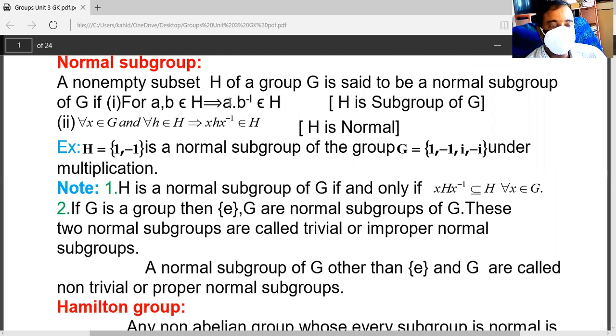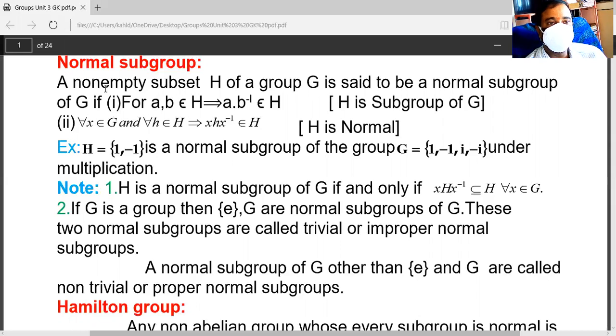Today we are discussing a new unit, Unit 3 of 2nd BSc in the 3rd semester for the academic year 2020-21. The topic is normal subgroups. The name of Unit 3 is normal subgroups. First of all, we learn the definition of the normal subgroup.